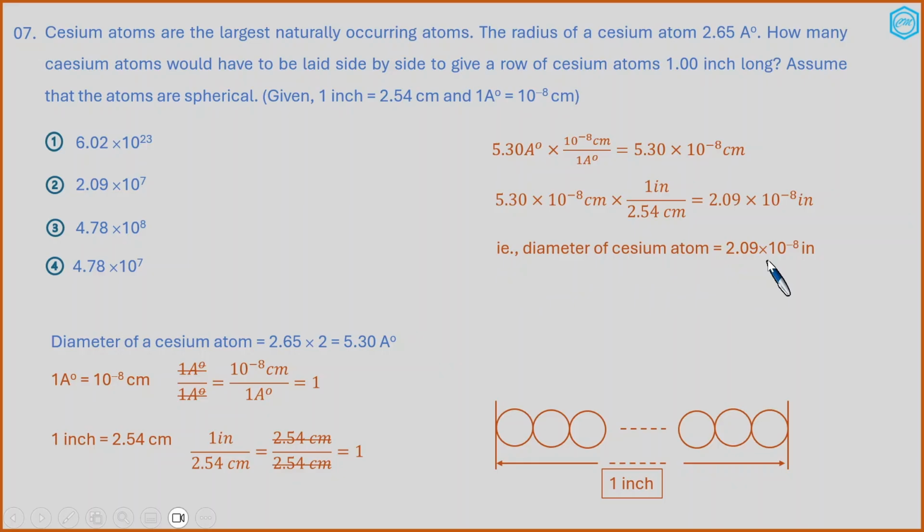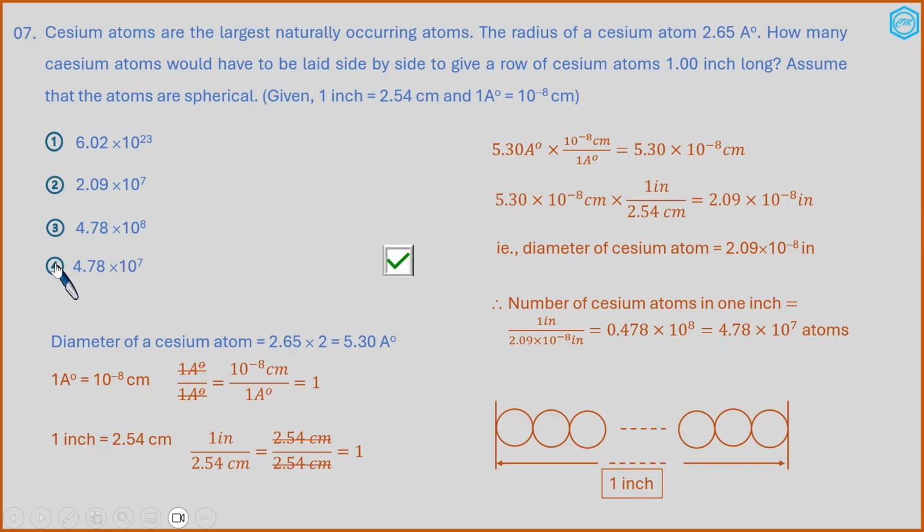Diameter of cesium atom is 2.09 into 10 raised to minus 8 inch. To find out the number of cesium atoms in 1 inch, we divide 1 inch by the diameter of one cesium atom. So the answer is 0.478 into 10 raised to 8. Or in scientific notation it is 4.78 into 10 raised to 7 atoms. So the correct option is option 4.